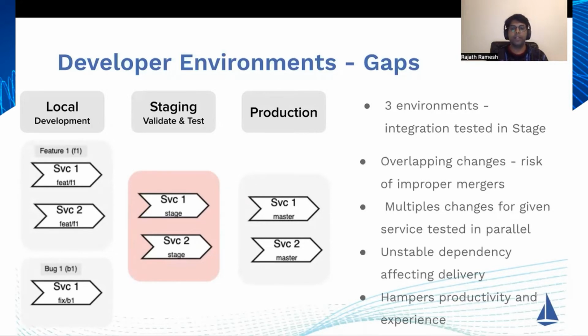of service one. And lastly, another use case: let's say there is another feature three being worked on, in which service three is being changed and has a dependency on service one. Because service one is also being concurrently changed and is unstable, that affects the delivery of feature three as well, which is the work being done on service three. So all these things essentially started to hamper our productivity and experience.